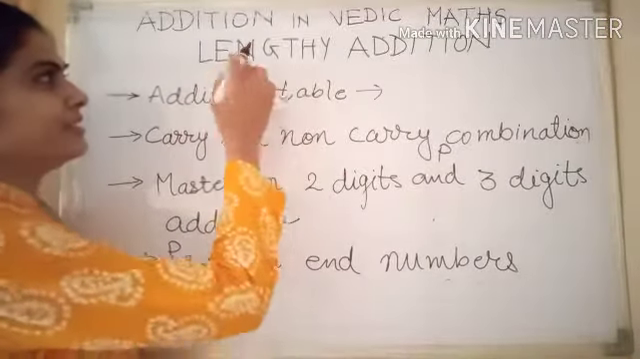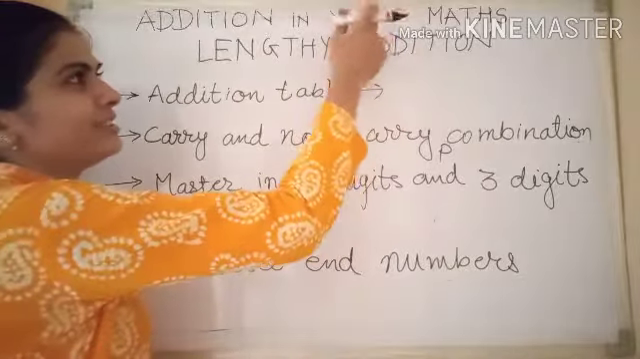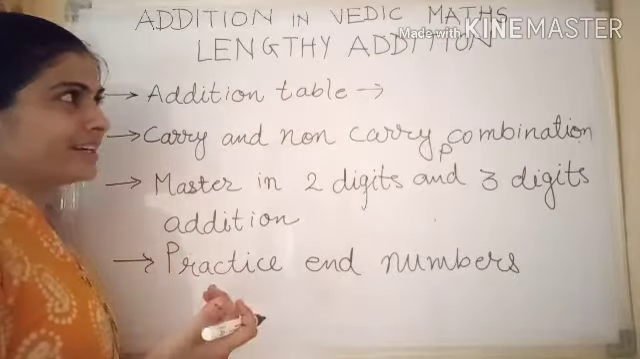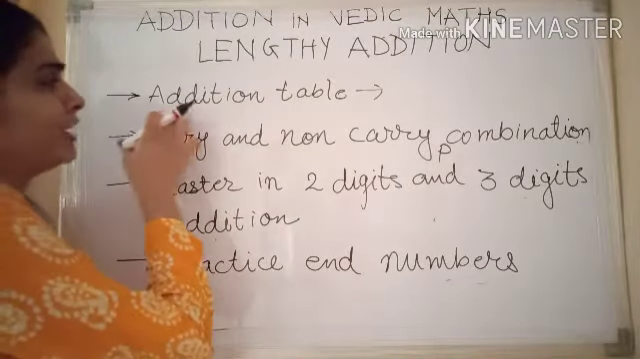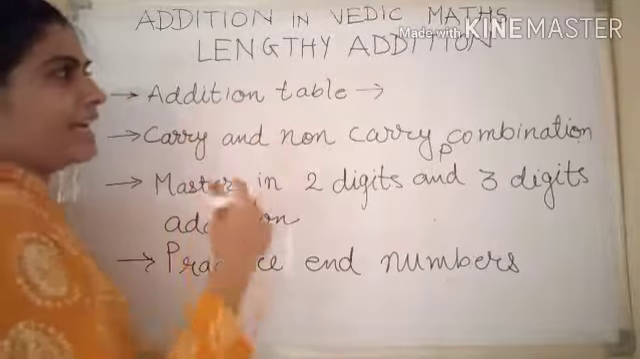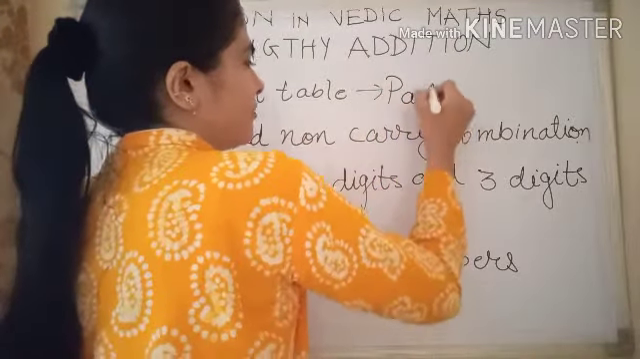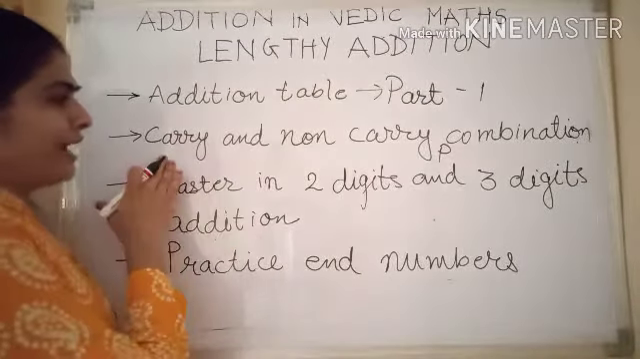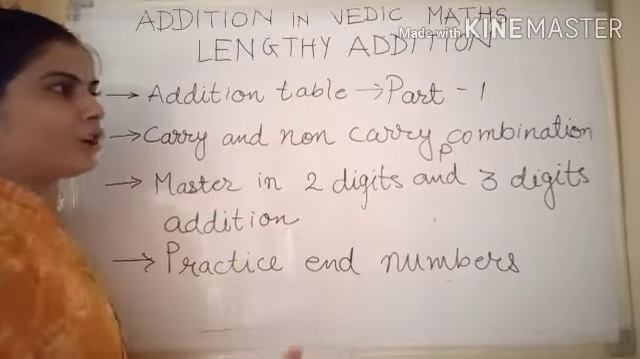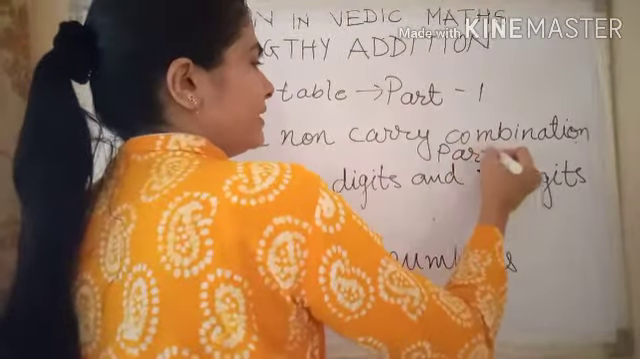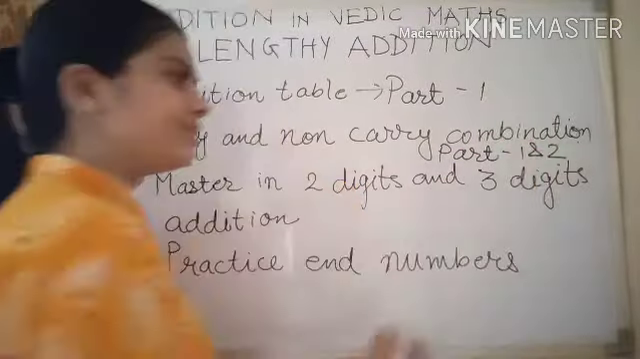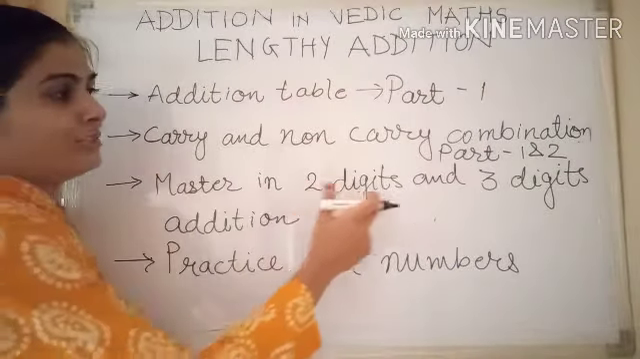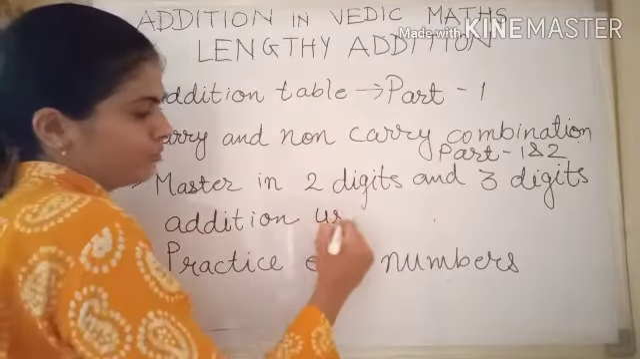Today we are going to discuss lengthy addition using Vedic maths. How do we do lengthy addition in Vedic maths? To understand this, we need to have knowledge about the addition table, which I have already explained in part 1, which is given in the below link. We should have knowledge about the carry and non-carry combinations, which is explained in part 1 as well as in part 2.